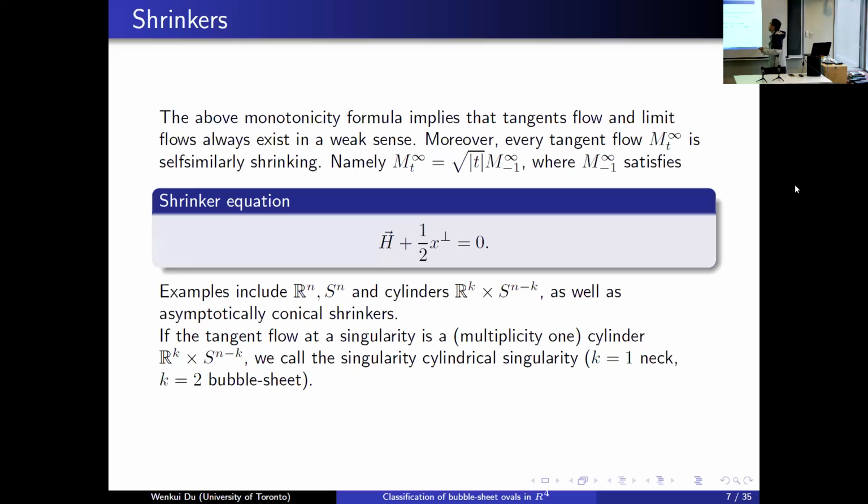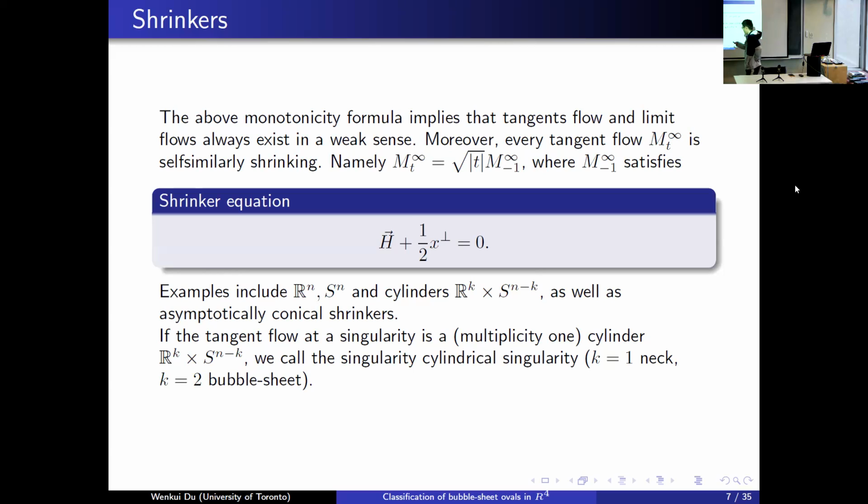Moreover, if we consider the tangent flow, it's always self-similarly shrinking, which means that it's just the square root of minus t times its minus 1 slice. And the minus 1 slice satisfies the shrinker equation. Examples of shrinkers include the flat case and the sphere, also some R factor times a sphere factor, the general cylinder, and also some asymptotically conical shrinkers. I think Jacob is an expert in these conical shrinkers.